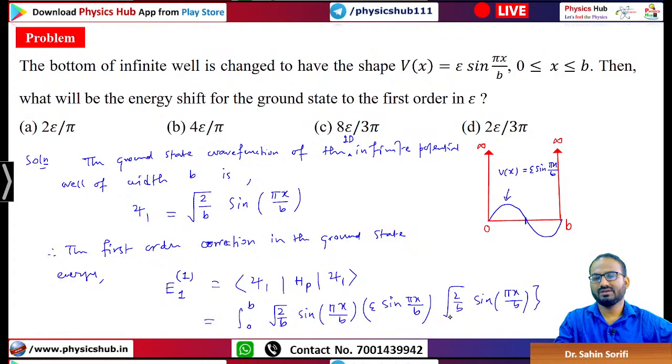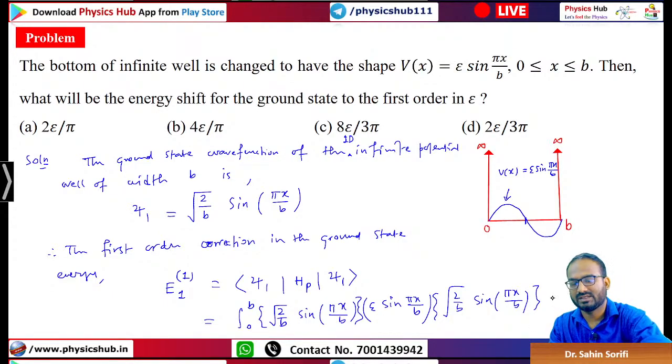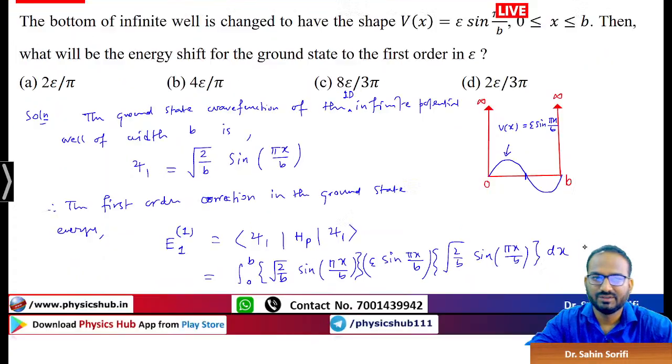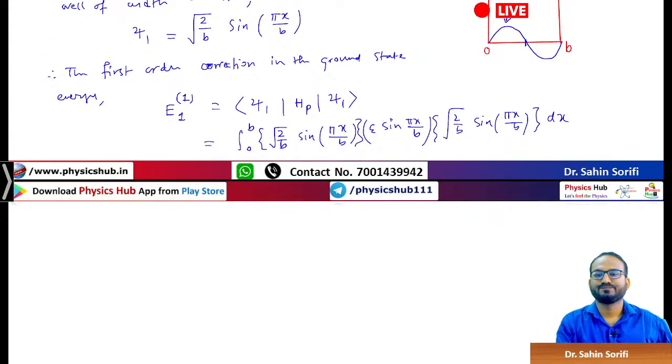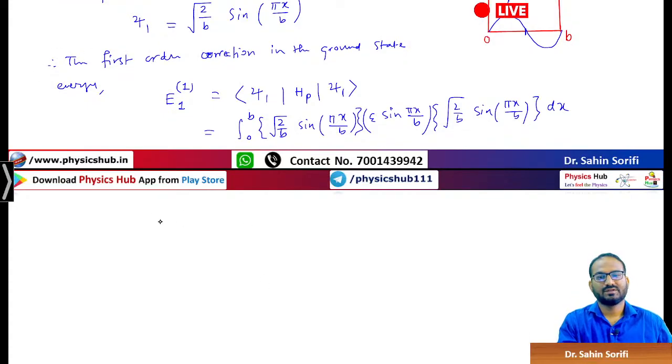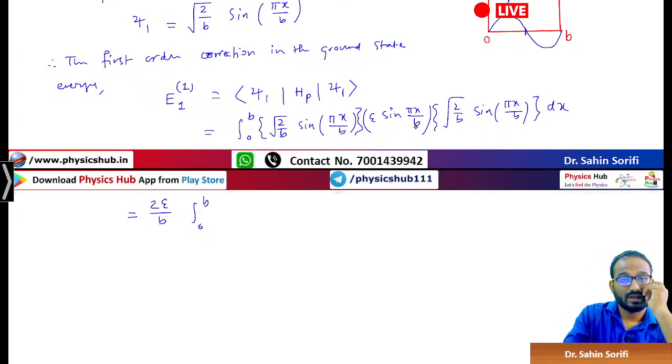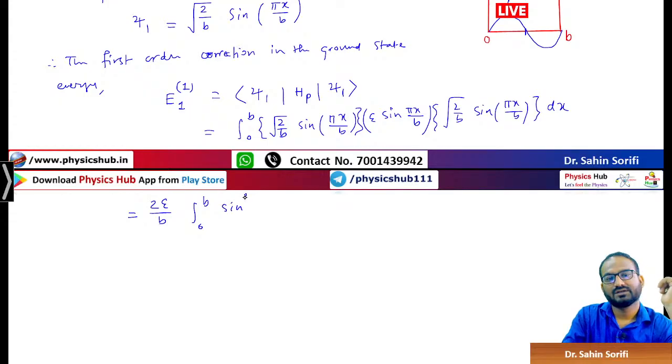I am just showing you in multiple steps so that you understand it clearly. Otherwise, you can directly write it, because this is a real wave function, so you can just directly multiply. Now this will be square root of 2 by B times square root of 2 by B, so 2 by B, and epsilon will come, so 2 epsilon by B comes out. Integration 0 to B. Sine square and another sine, so sine cube, right? Sine cube pi x by B dx. No issue in this.